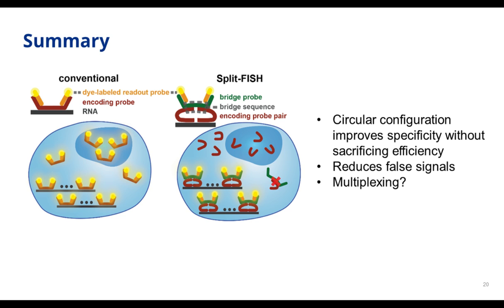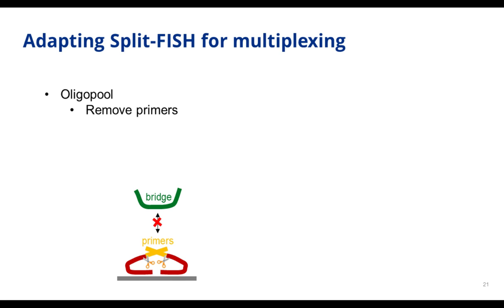So with that, I just want a quick summary: the circular configuration was able to improve specificity without sacrificing efficiency, and was able to reduce false signals associated with FISH assays. But of course, we want to see if we can adapt it to multiplex FISH, right, which was our original goal to begin with.